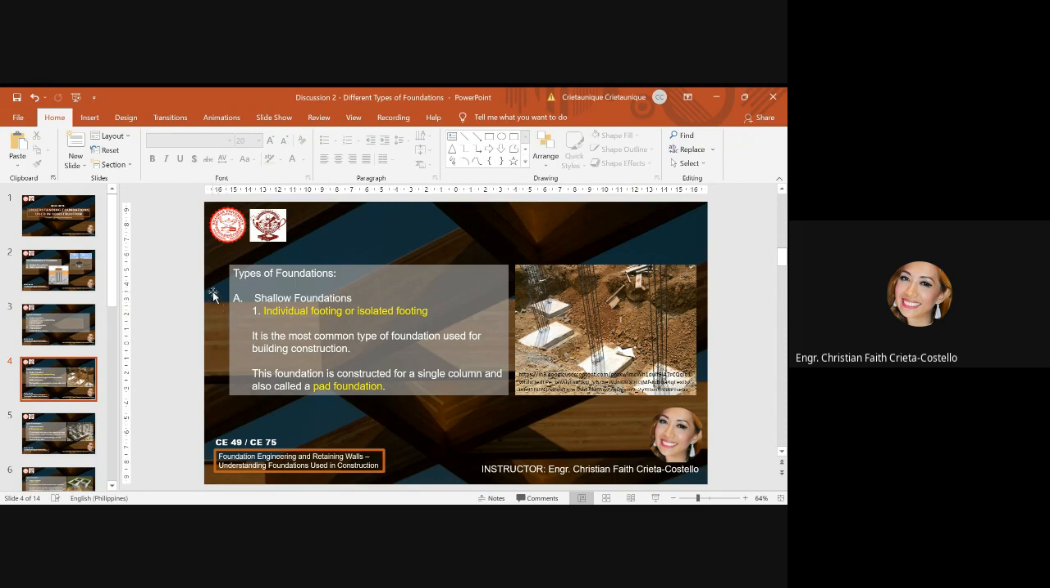Rectangular isolated footing is selected when the foundation experiences moments due to the eccentricity of loads or due to horizontal forces. As what you can see here, this is in the form of a rectangle. And this is mainly because during the computation, moments due to eccentricity are found.